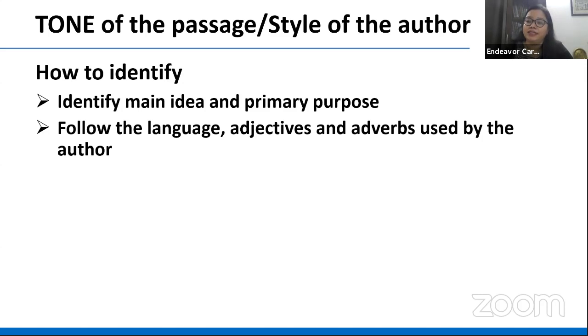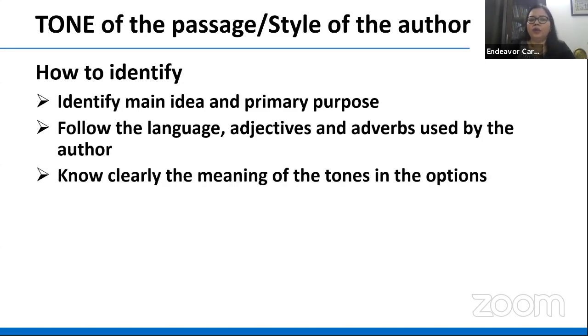If he uses a positive adjective, it means the tone is something positive. If it's a very, very positive one, eulogistic maybe, he's very full of praise of the author, right? Now, there are words that he uses to excessively praise the topic or praise whoever he's talking about. Obviously, the author's tone is very positive, right? Maybe a eulogistic tone, etc. Know clearly the meanings of the tones in the options. You should also know the meanings of the words.